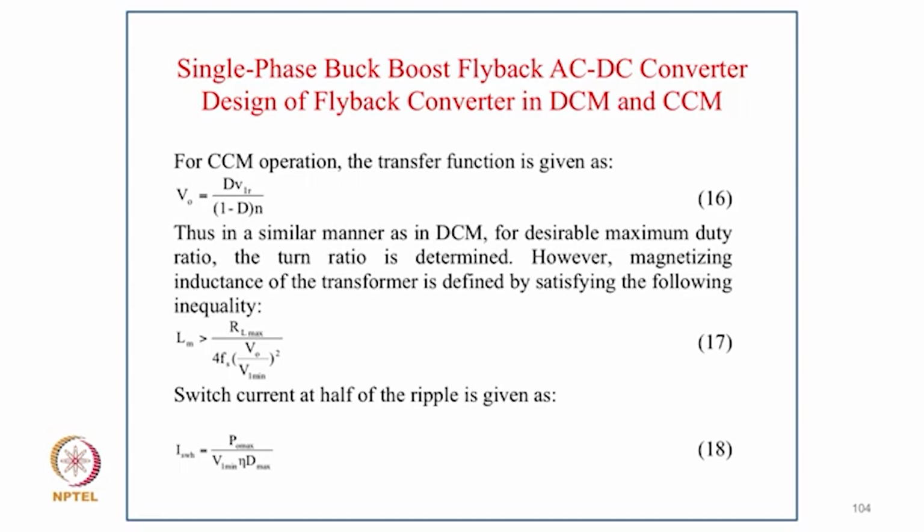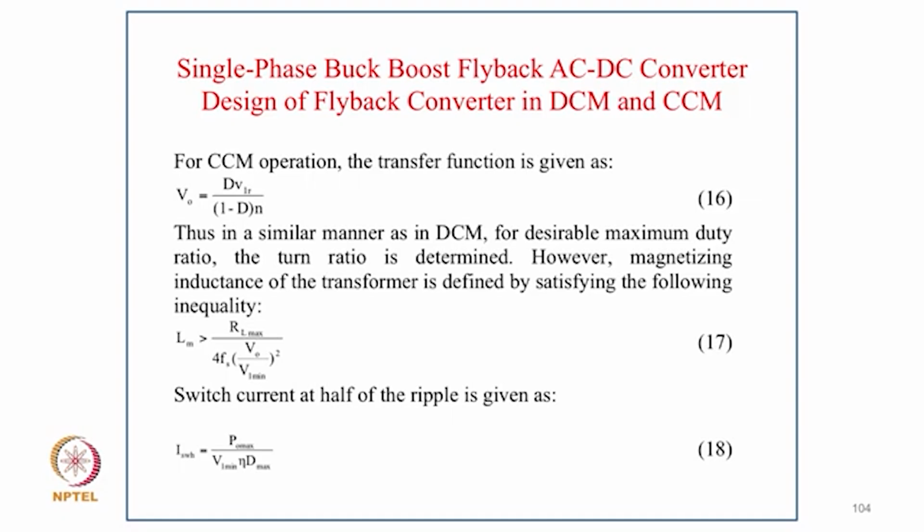Now, for CCM operation, the transfer function is typically VO equal to D V1 divided by 1 minus D, times N, and thus similar to DCM, for the desirable maximum duty ratio, the turns ratio is determined. However, the magnetizing inductance of the transformer is defined by satisfying the following inequality: LM should be greater than LM max divided by 4Fs in bracket V0 upon V1 minimum square.